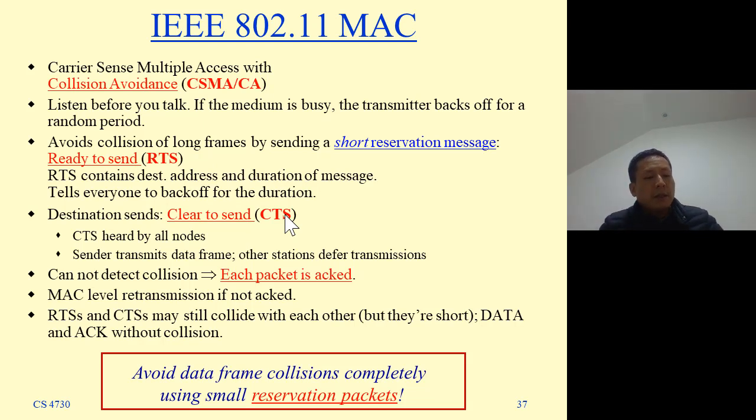They cannot detect collisions, so you essentially require that each packet is acknowledged. In wireless we have to ask for each packet to be acknowledged. Okay, so we will continue our discussion in the next lecture. Thank you so much. See you next time.